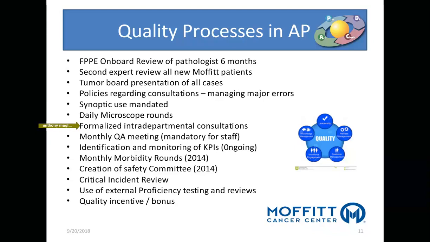We also have a process for formalized intradepartmental consultations where hard copies are issued, sheets are presented, and a pathologist will write out their opinion in hard copy, and these are retained for future reference.